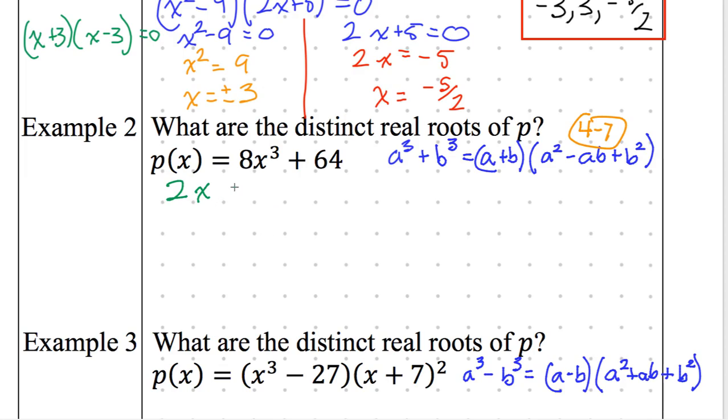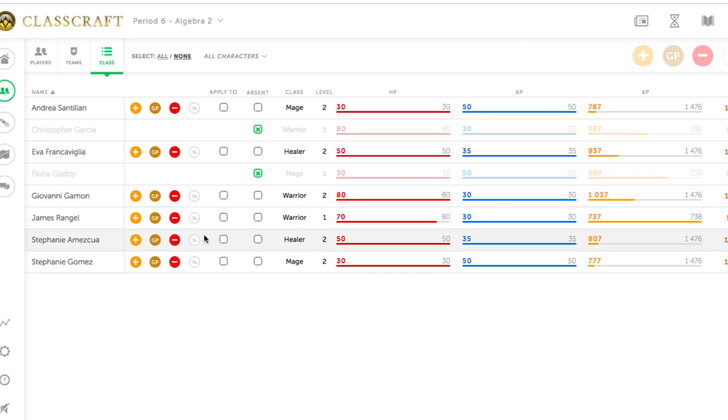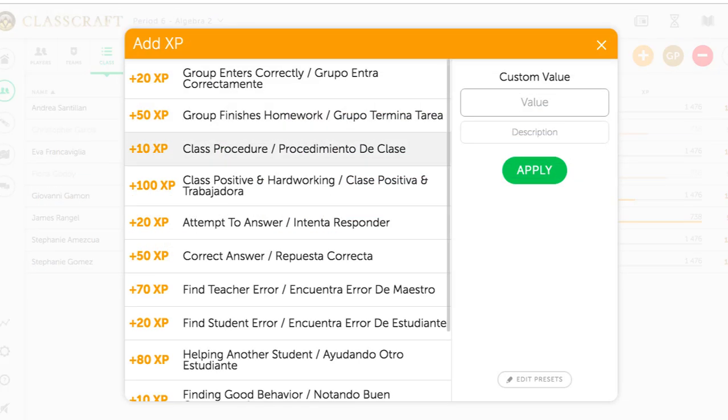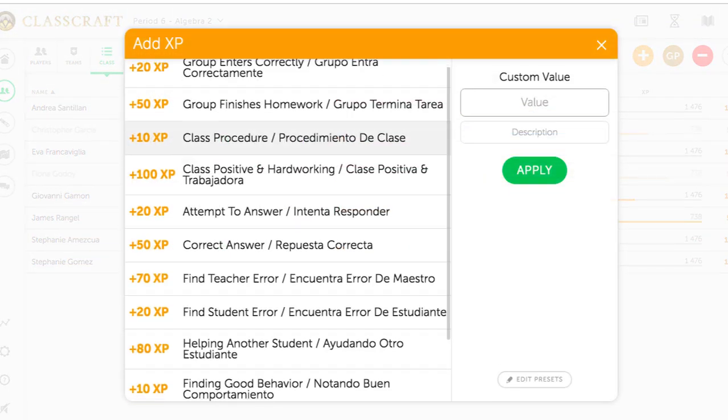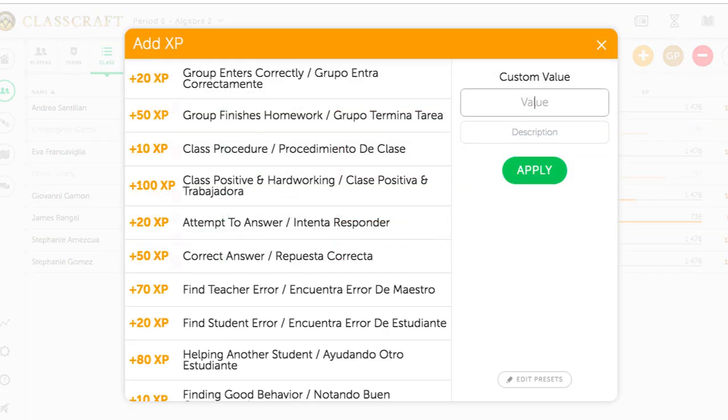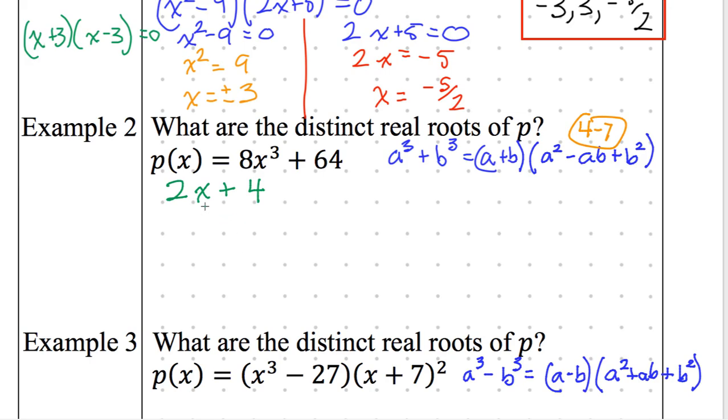So 2x, and then I'm going to say I have to do this plus sign. So plus sign, and then what's the cube root of 64? Ocho. That's the square root of 64. 4. There it is. Just everyone. Let's just give it to everyone. Let's go. So 2x plus 4 times the quantity of what? Use the formula.